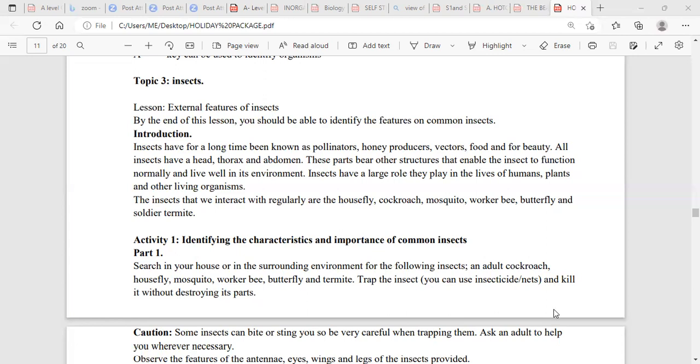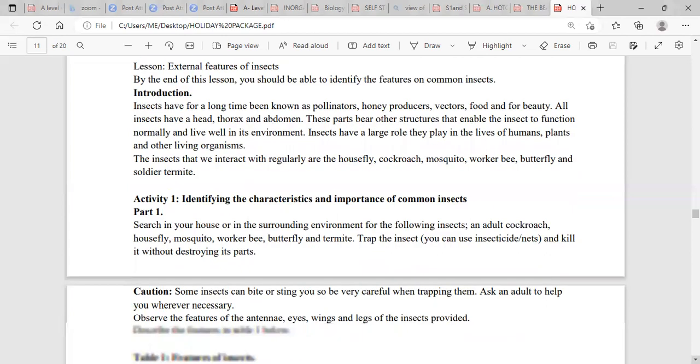So, as the new curriculum requires, we are going to have Activity 1. In this activity, we are identifying the characteristics and importance of common insects. Part 1: search in your house or in the surrounding environment for the following insects. Look for an adult cockroach, a housefly, a mosquito, a worker bee, a butterfly, and a termite.